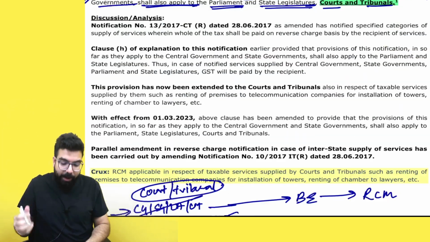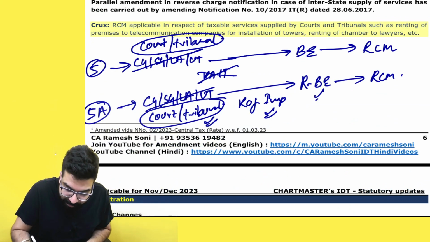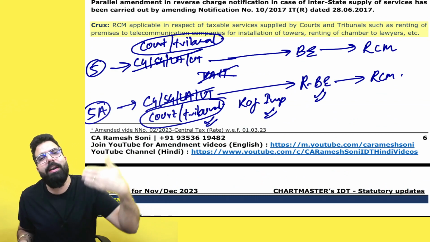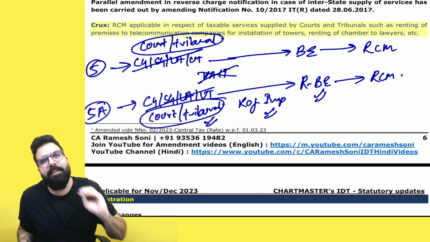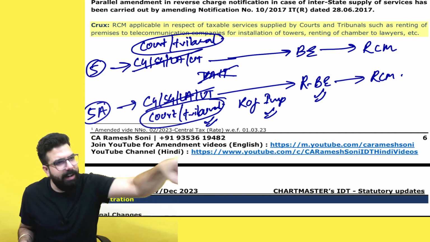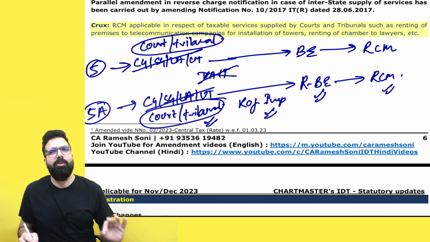Other than that, for example, if court or tribunal is renting immovable property to a registered business entity, supposing one space is there and they have rented that space to a registered business entity. Reliance told them we want to put one telecommunication tower. They rented it to Reliance. Now they have to pay GST under RCM. So that's all they have told.